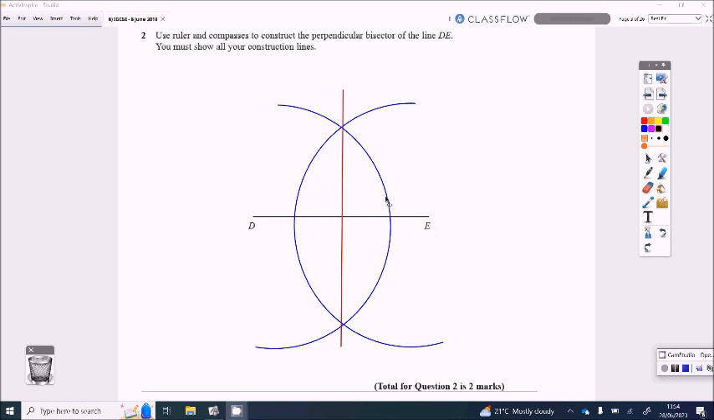So for your final answer, you now go and get your ruler out and place it so that the ruler is lining up with where my 2 blue lines cross. Fill that in, and that's your final answer.